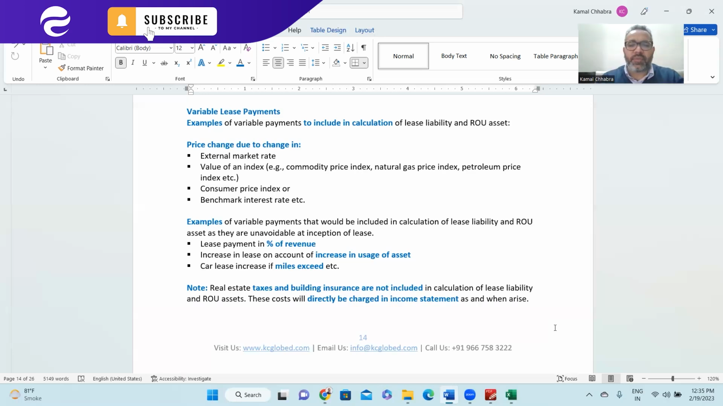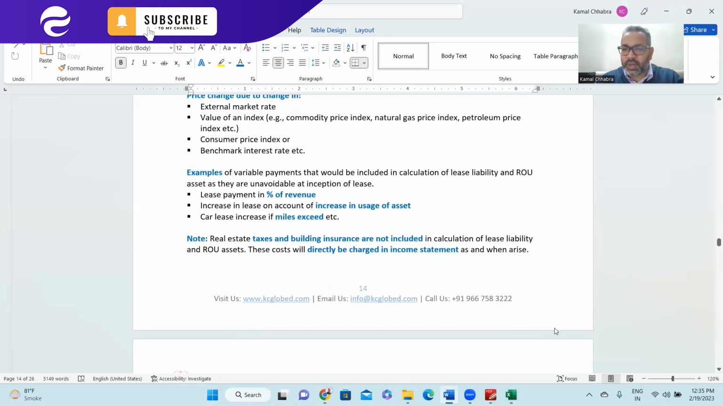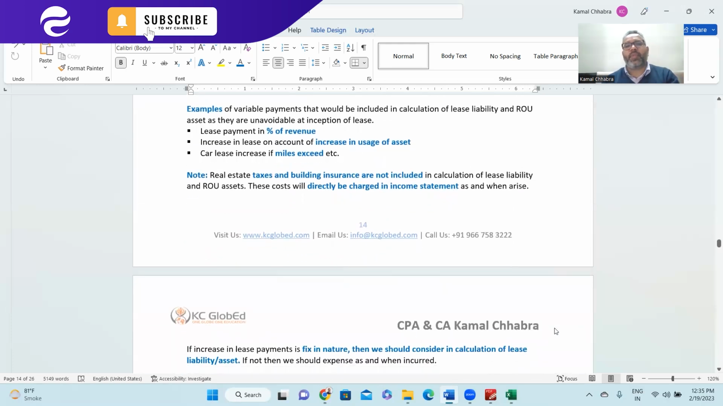Another example which we have discussed is usage of a car. That example we have already discussed many a time. If you see here in the example of variable payment, that would be included in the calculation of lease liability and right to use asset, as they are unavoidable at the inception of the lease.